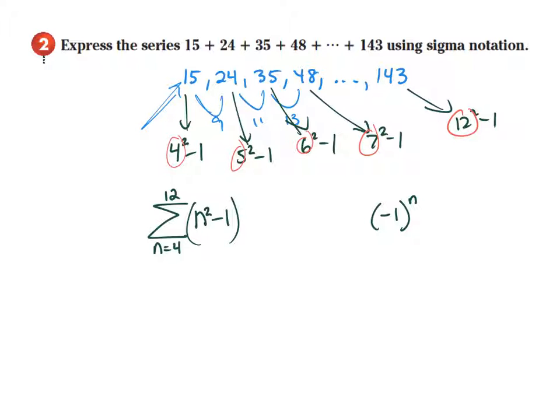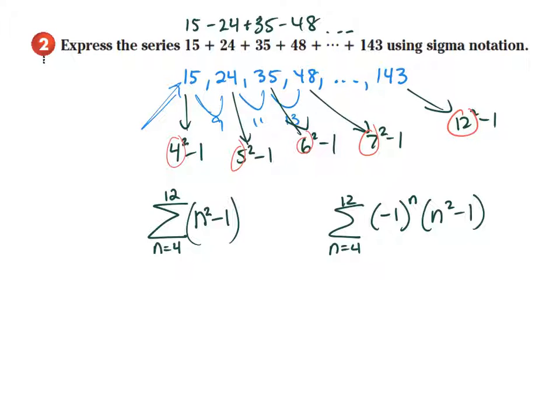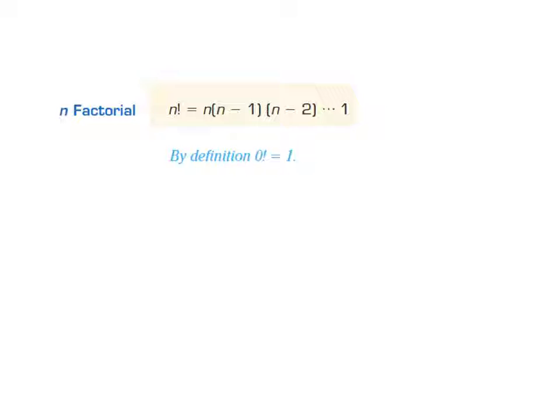Okay, because if you plug in 0, you get 1. If you plug in 1, you get -1. If you plug in 2, you get 1. If you plug in 3, you get -1. So if these values were alternating and it was 15 minus 24 plus 35 minus 48, right? Then you'd be able to say the sigma of (-1)^n times n squared minus 1, n equals 4 to 12. Okay? I can take that later, if you want me to.